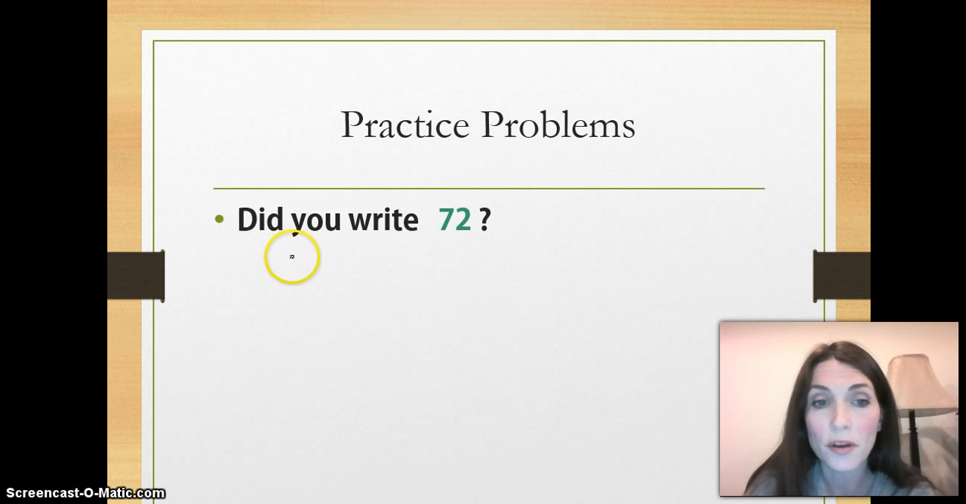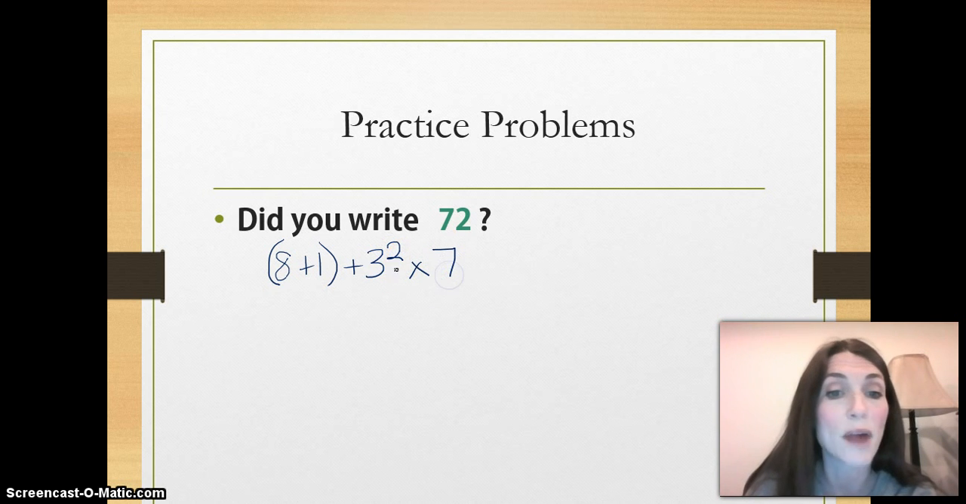Okay, so we started out with our original problem, 8 plus 1 inside of parentheses, plus 3 to the second power times 7. Okay, brackets and parentheses first, so I do have parentheses. 8 plus 1 is 9. Oops, my 9 disappeared. I have 3 to the second power times 7.